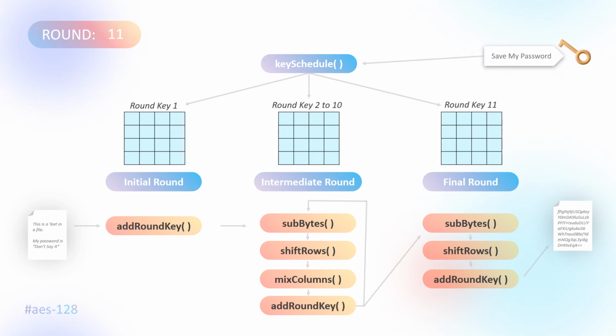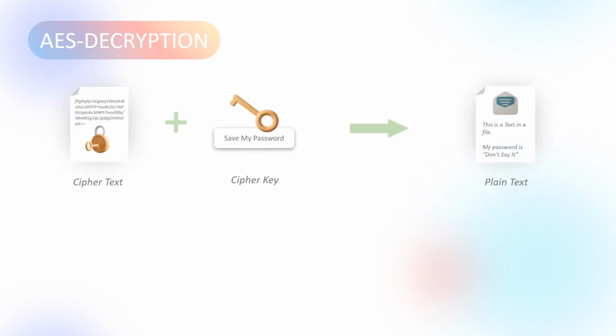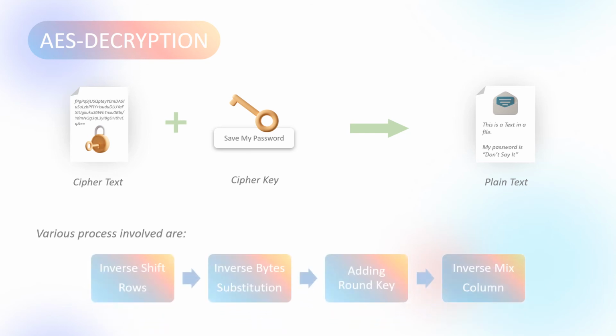AES Decryption. Just like encryption, this too is performed after key scheduling, where the round key is generated, which is used to decode a cipher text into plain text. The processes involved are inverse byte substitution, inverse shift rows, inverse mix columns, and adding round key. In the next slide, we will visualize AES-128 decryption, which also consists of similar rounds.